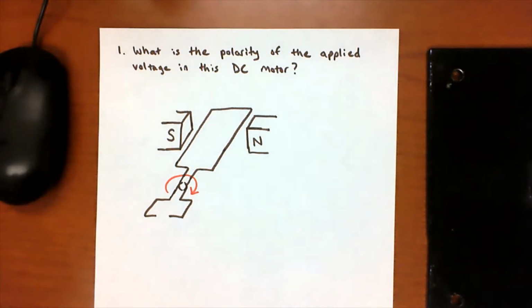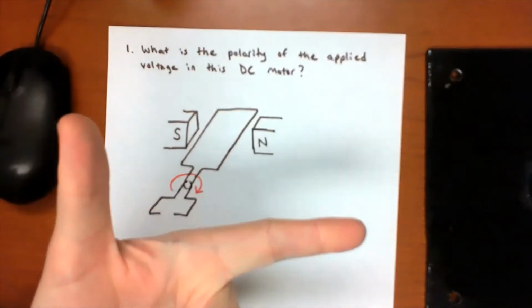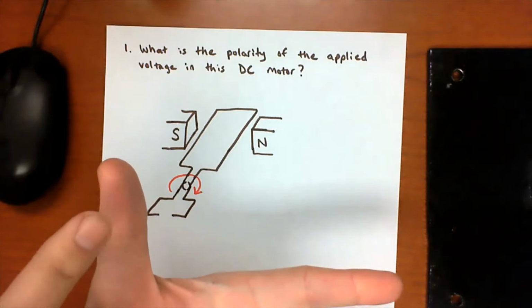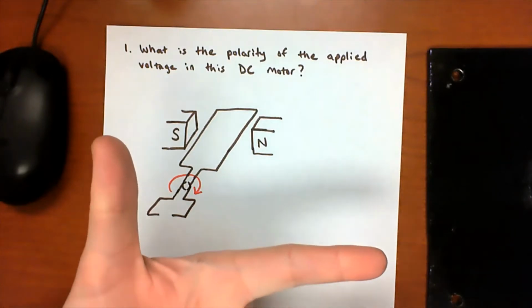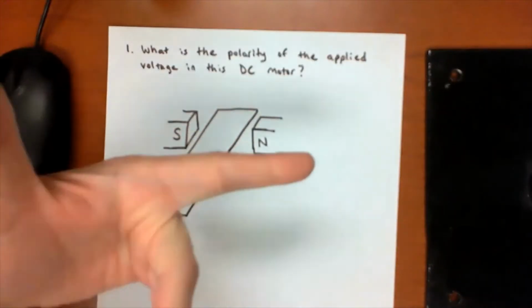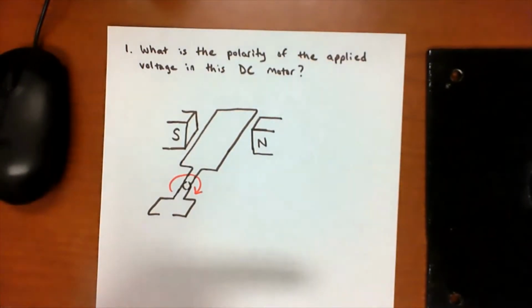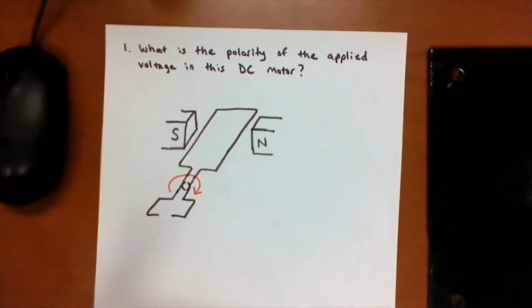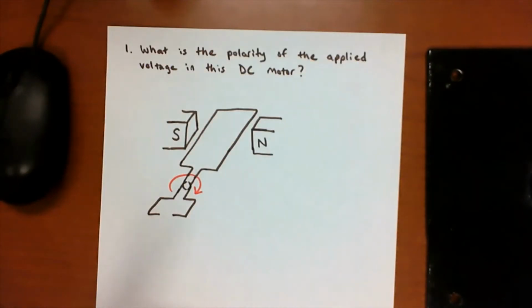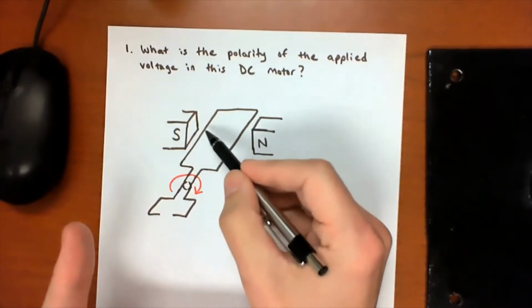So number 1, what's the polarity of the applied voltage in this DC motor? Because it's a motor, we can apply our left-hand rule for motors. That gives us the relationship between the direction of the Lorentz force, which will result in motion, and the magnetic field, and the direction that current is flowing through the armature. So we take our left hand, we just got to make it fit into this particular situation. It doesn't really matter, I'm going to apply the left-hand rule for motors to the left side of the armature first.